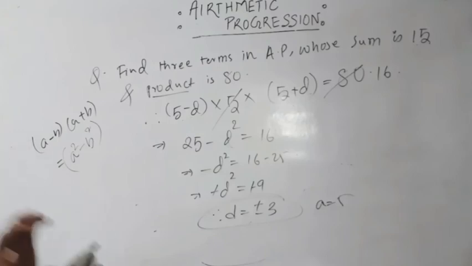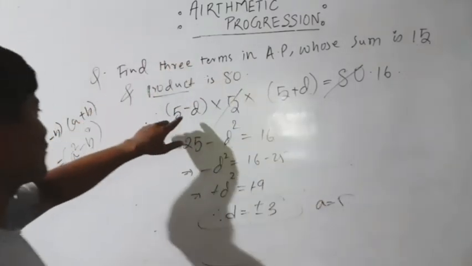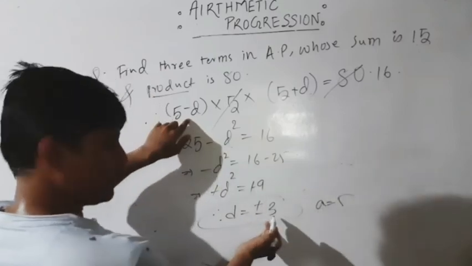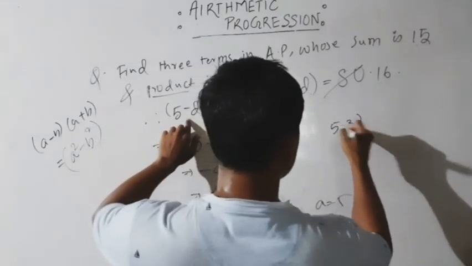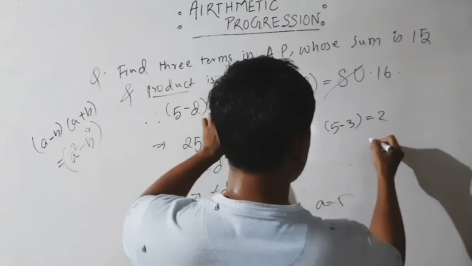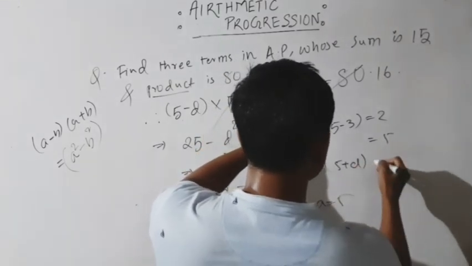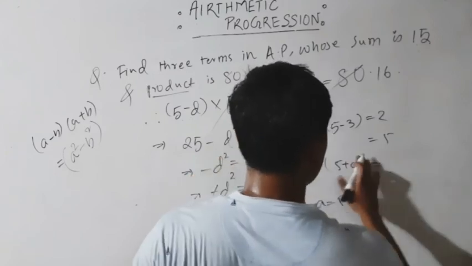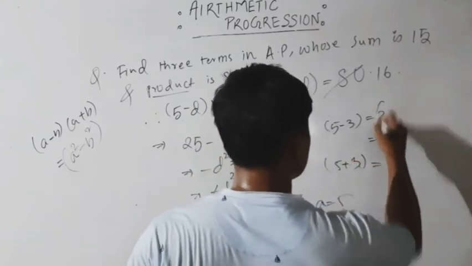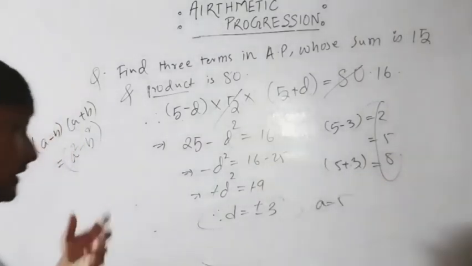From here you can find the three terms. If you put the values, in place of d if you write 3, it will be 5 minus 3, that will give me 2. The second term is 5, and the third term is 5 plus d. It will give me 5 plus 3, which is 8. So these are the three terms in your AP.